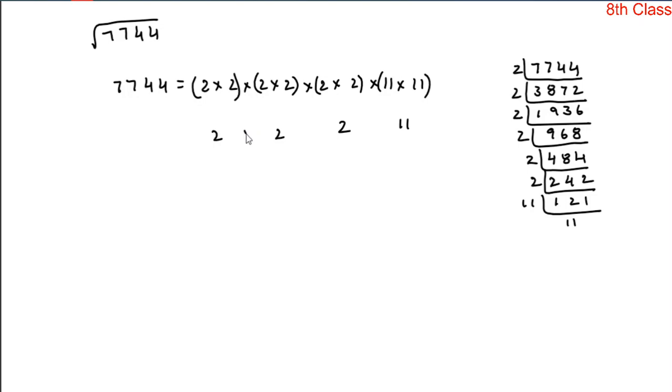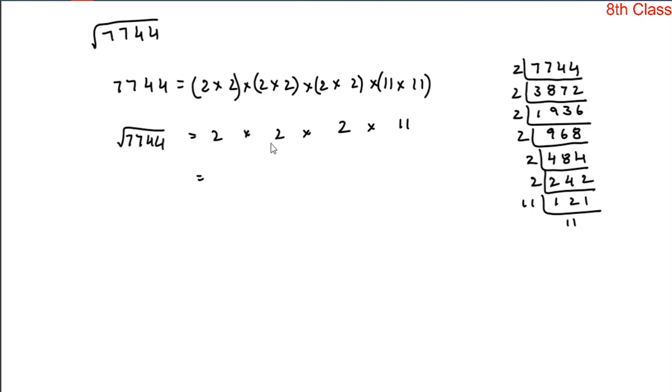Now multiply them: 2 into 2 into 2 into 11. So this product is equal to 88, the square root of 7744.